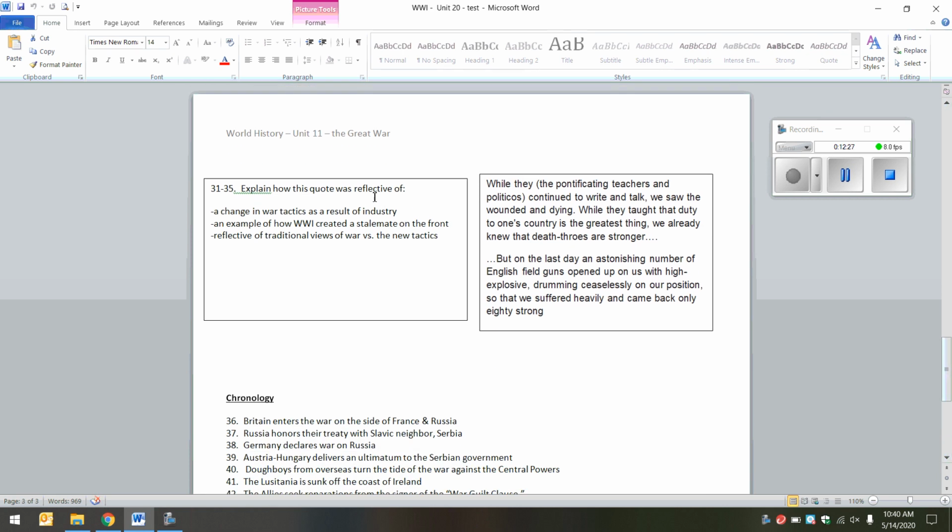Explain how this quote was reflective. Now, we struggled a little bit here. If you struggled, most people didn't do this. So here we are. We're talking about all these people who write and talk about wounded and dying, and they taught us that duty to one's country is the greatest thing. But that's not really it, because all of these English field guns open up on us with super explosives, ceaselessly attacking us. We suffered heavily. So the change in war tactics had to do with long-range artillery, which is what he's discussing here. An example of how it created a stalemate, they couldn't move.